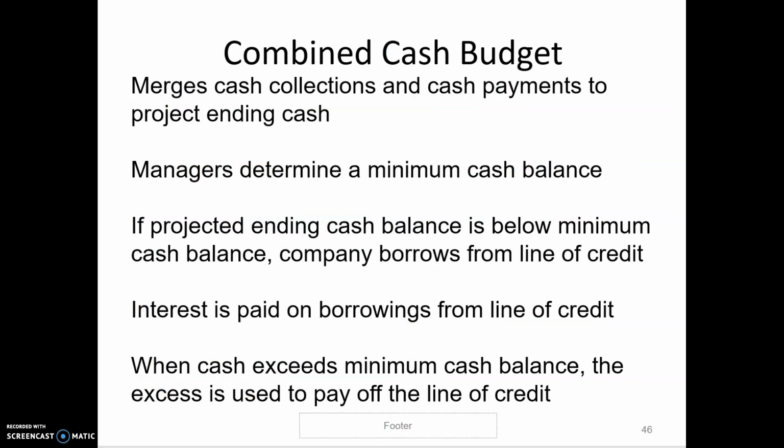Okay, so now that we know our cash collections and our cash payments, we can do our combined cash budget. So this is where we can plan. We can see what our cash balance is going to be every period, see if we need to borrow from our line of credit, if we're in a slow period, see if we have excess cash that we may want to invest and get a higher rate of return than just sitting it in our operating checking account.